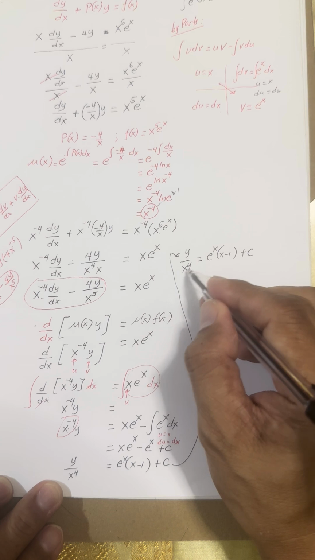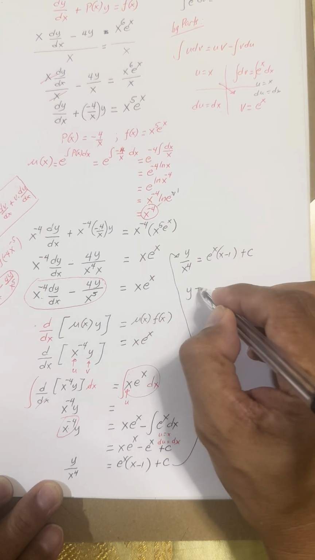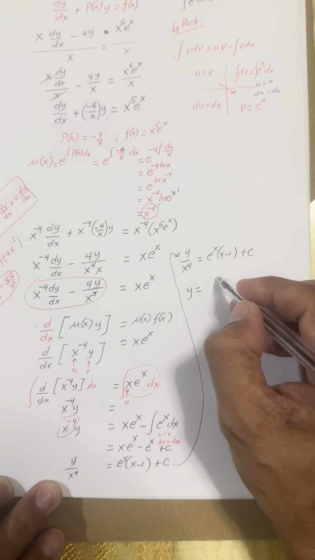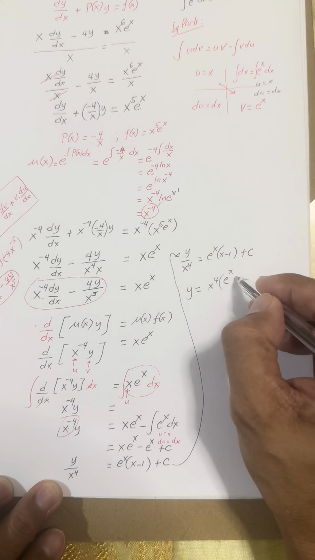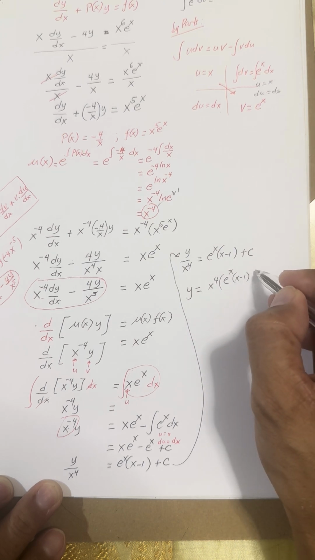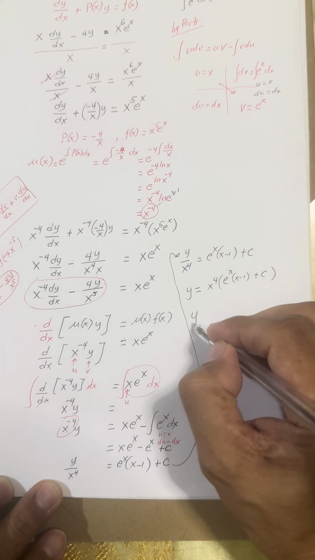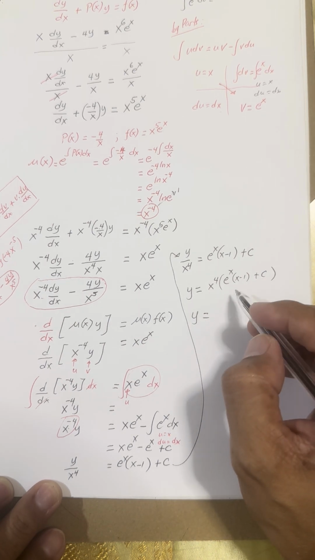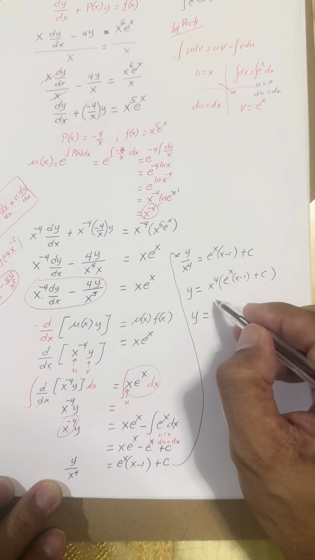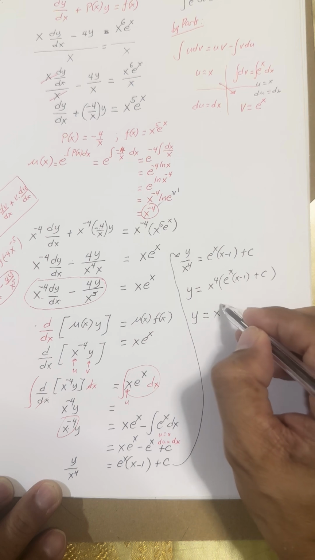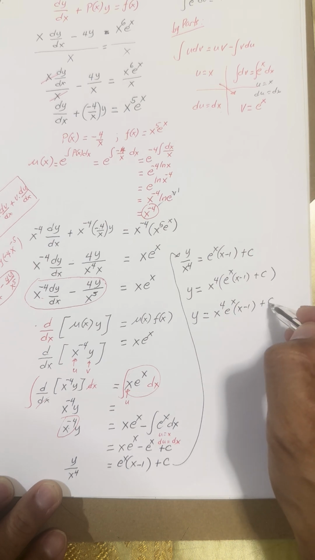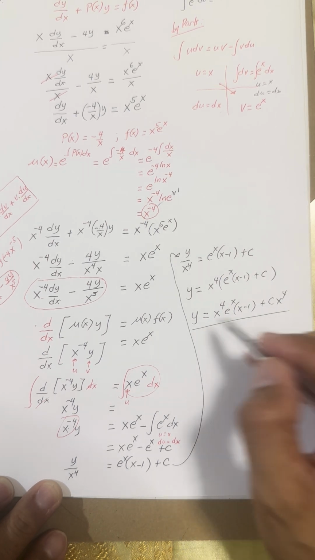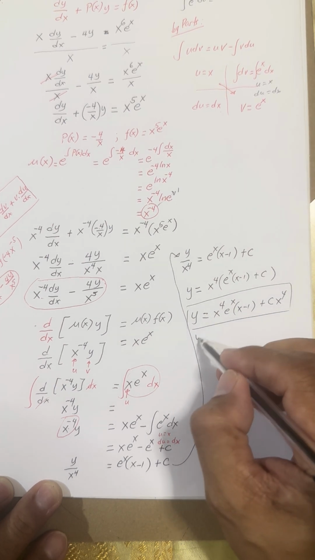Then solving for y, we can multiply both sides by x to the power 4. So we have y equal to x to the 4th power times e to the x times x minus 1, then plus c. Or simplifying this, this can be written as, distributing, x to the power 4 e to the x times x minus 1 plus c times x to the power 4. So this can be your answer, or you can also distribute this one if you like.